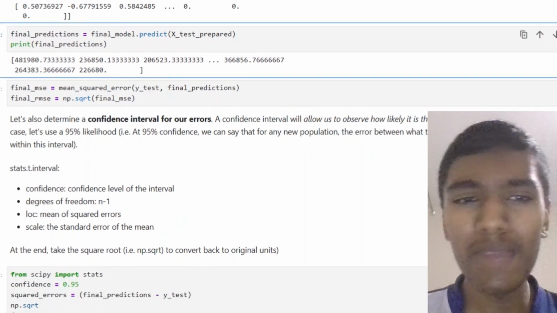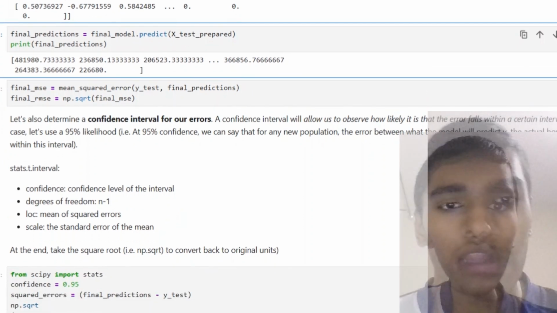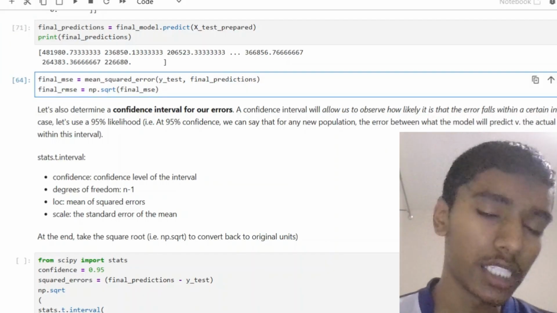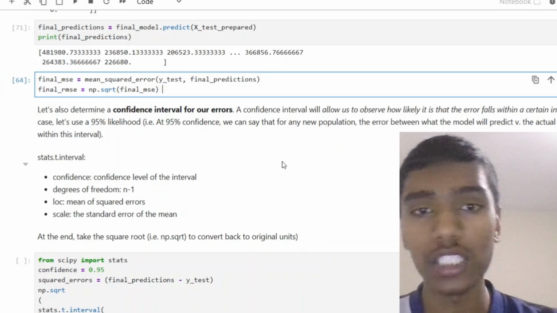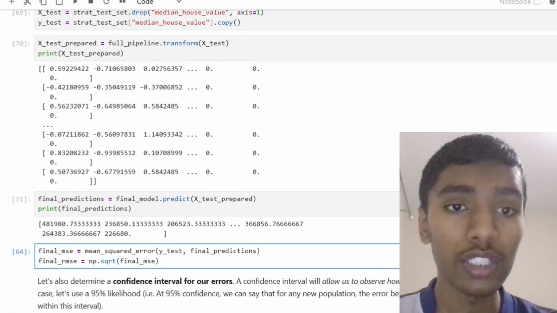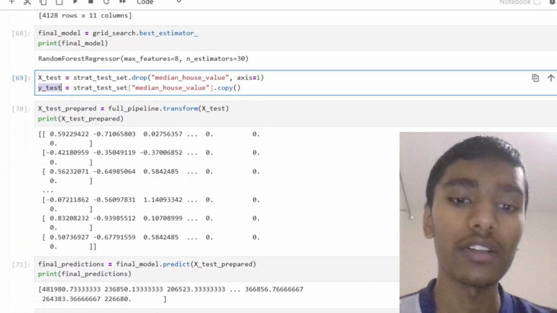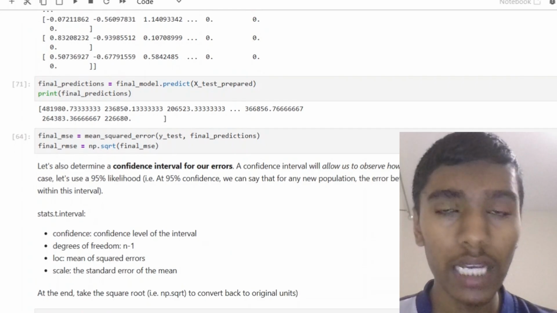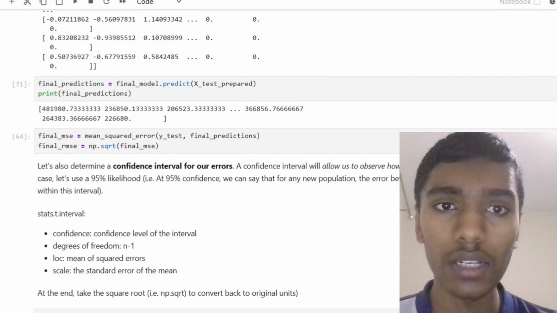Okay. Let's talk about how we can calculate the root mean squared error. So now that we have our predictions, we want to figure out how inaccurate our predictions were. Well, how can we do that? We can do that by comparing it to what the value should have been. So that's the y underscore test. And remember, there are different types of errors that we can calculate. Let's take a look at this here.